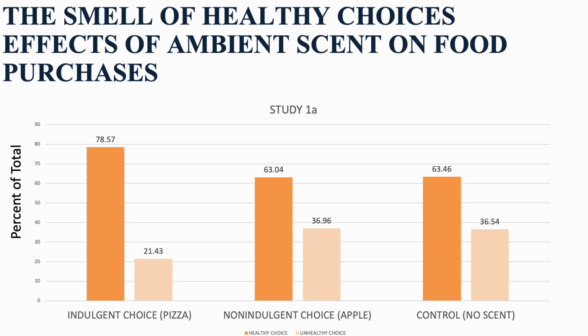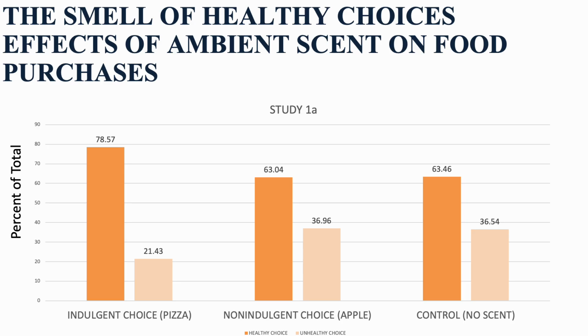They show that when the background smell is indulgent, so in the left-hand corner, you see pizza, right? So when the background smell is indulgent, people are more likely to make a healthier choice. So you see the percent of total food purchasing is much higher when consumers are exposed to a pizza smell than when they're exposed to the smell of a non-indulgent choice, which is an apple, or no scent, which is what they call the control here. And frankly, when I say they, I mean all of us do.